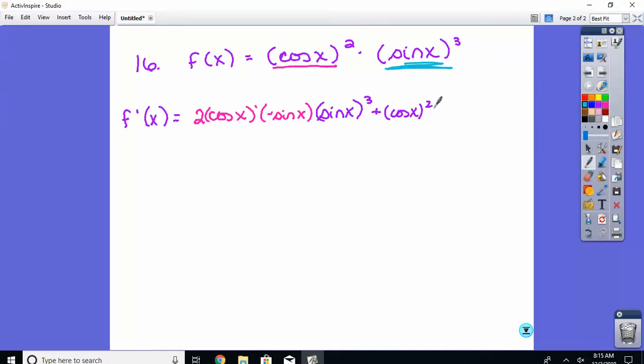So the derivative of this, the 3 comes down, inside stays the same, subtract 1 from the power, times derivative of the inside. Cosine. So you do have to watch when you're doing multiple rules at a time.